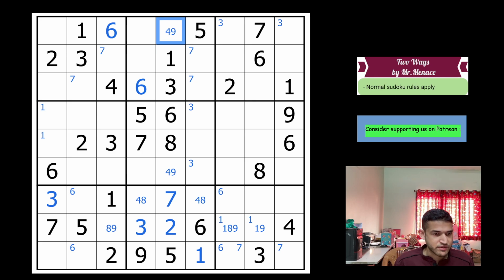And maybe box 7, these two cells are going to take 4, 6, 8 and 9. 9 is ruled out. So 4 and 8, 4, 6, 8. Okay. And this cell, 6 and 9, right? Now where do we look at?